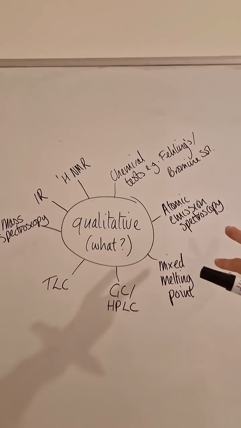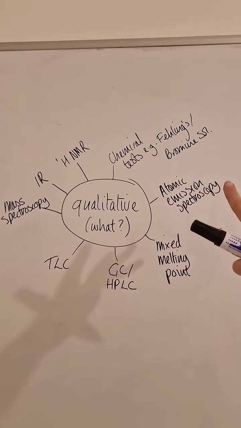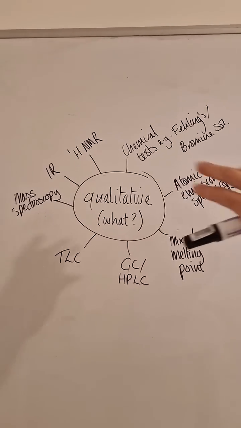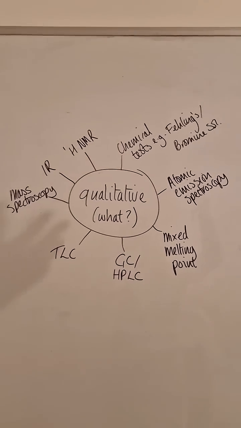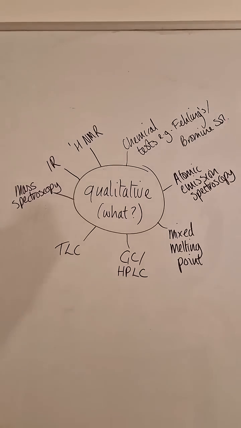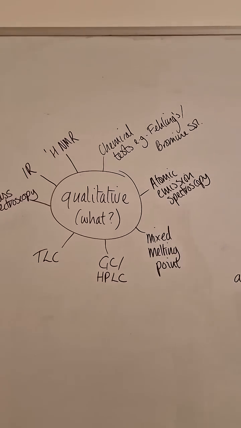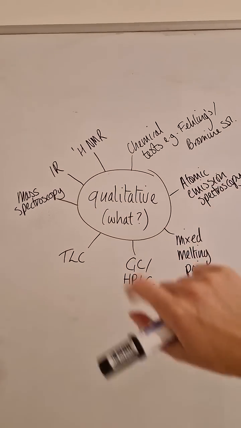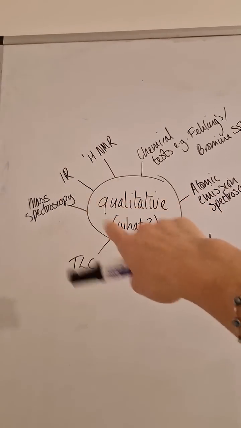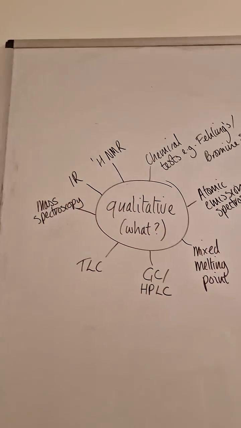Atomic emission spectroscopy can identify what elements you have or what types of atoms you have. Then we've got chemical tests that we've learned over the years, like testing with Fehling's solution to see if it's an aldehyde or a ketone, testing with bromine solution to see if the substance is unsaturated. Then we've got the ones you've learned about this year, like hydrogen NMR, infrared spectroscopy, and mass spectroscopy.